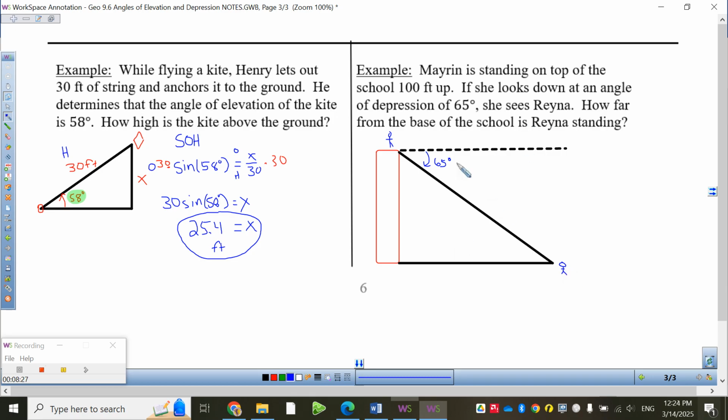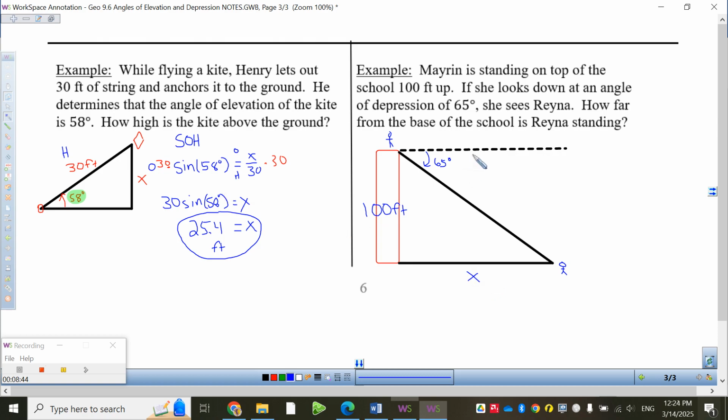And what we want to find out is how far from the base of the school is Raina standing. So we're trying to find this value. We know that the school is 100 feet tall. So I'm going to label this as 100 feet. And now we have our situation set up here. So we've got an angle of depression of 65 degrees. The school is 100 feet tall. We're trying to find this distance. And we need to know one more important thing.